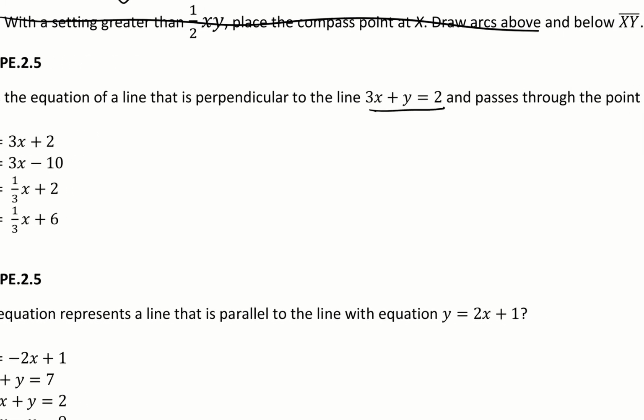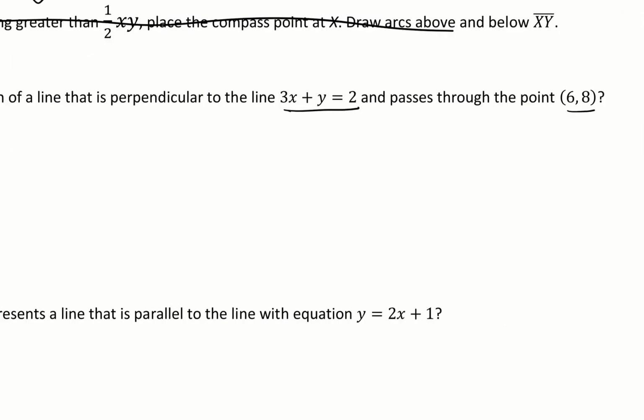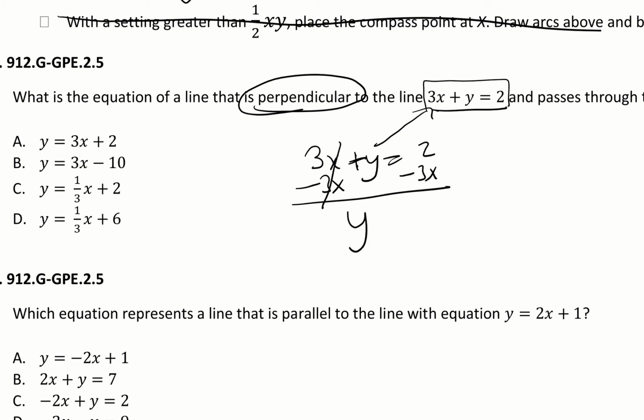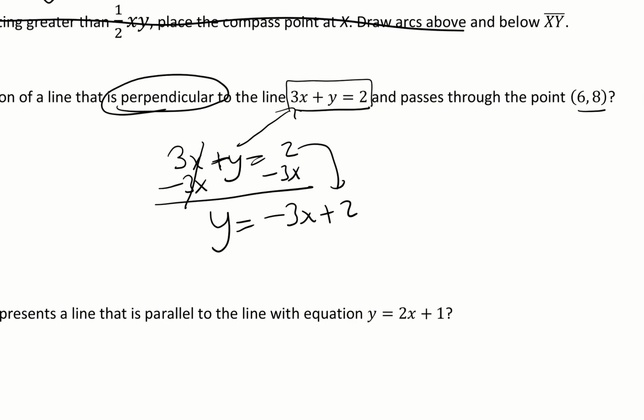All right, what is the equation of a line that is perpendicular to the line 3x plus y equals 2 and passes through 6, 8? Perpendicular means opposite reciprocal. So first we got to find the slope of this line. So we need to solve this equation. So we're going to solve for y by moving the 3x over to the other side. We got a negative 3x, bring the 2 over. And now this is in slope-intercept form.